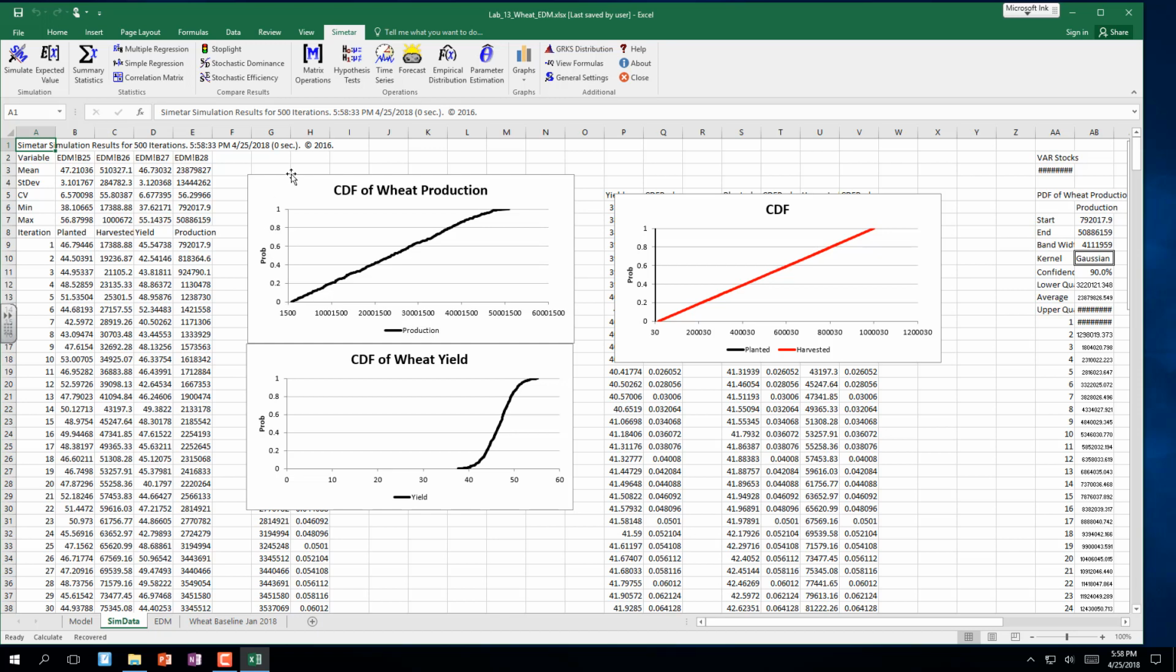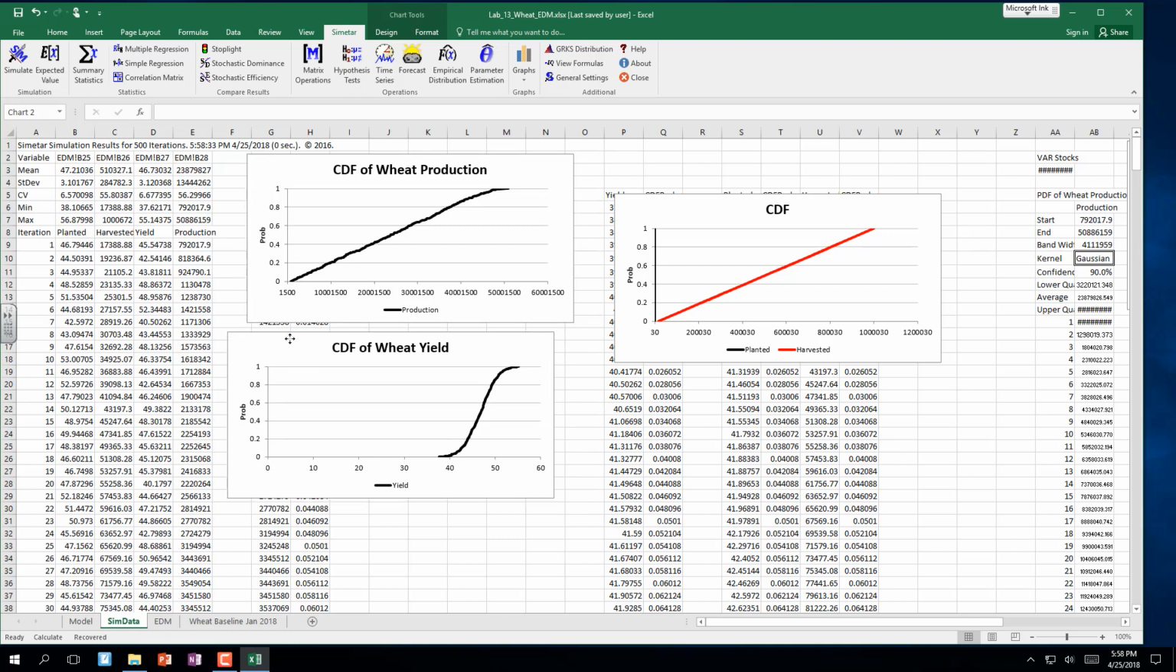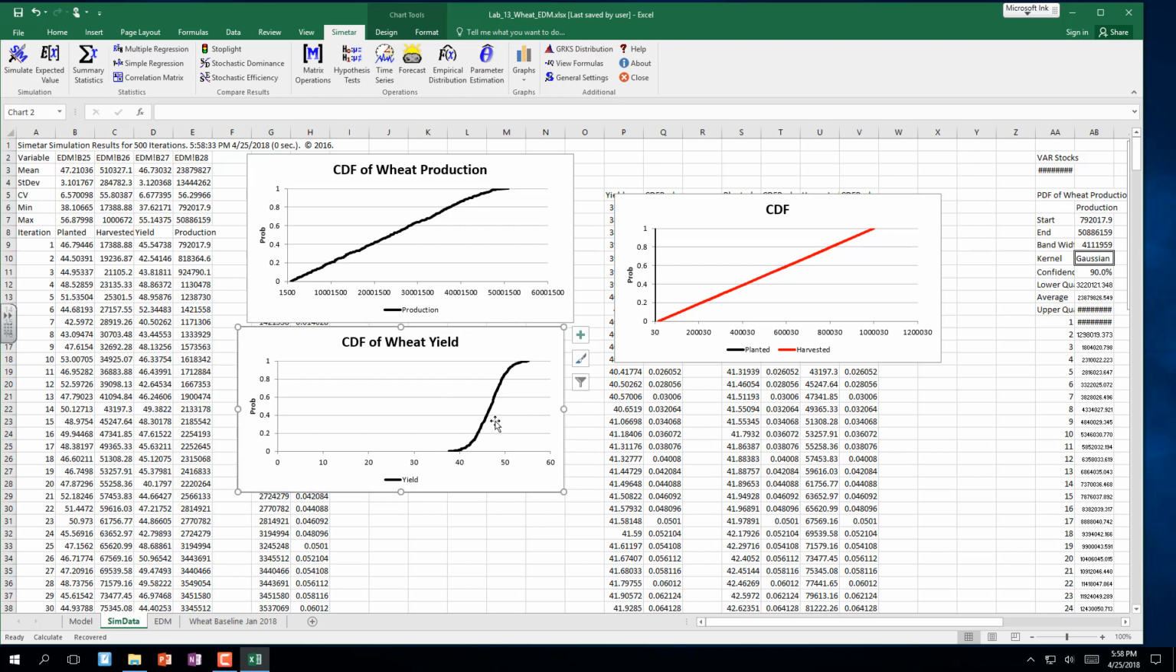Okay. It simulated so fast, it took 0 seconds to simulate, is what it says up here. So these are CDFs of yield, of production, and CDF of planted versus harvested. Okay. And planted versus harvested should be a straight line because it was a linear regression, remember?